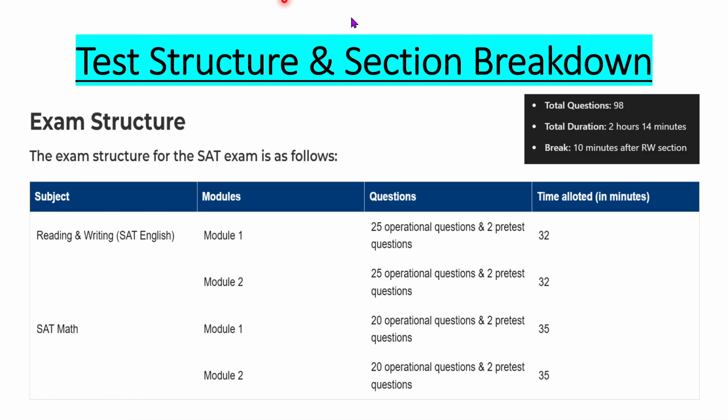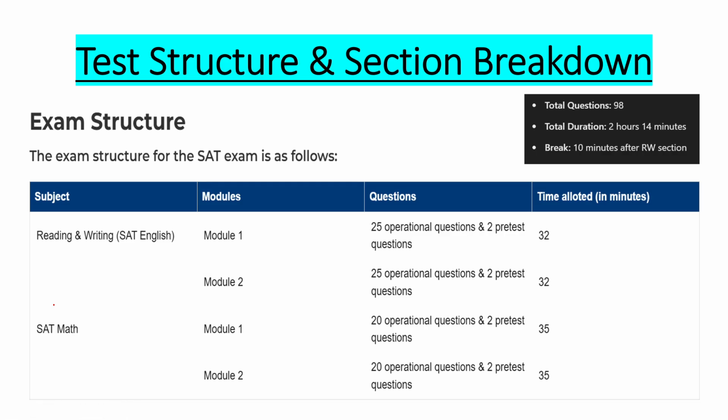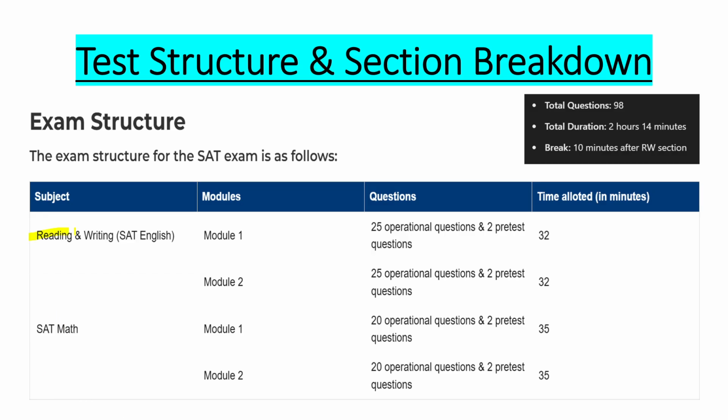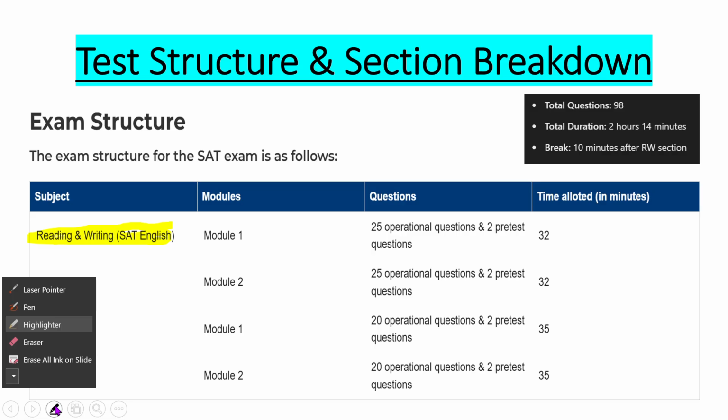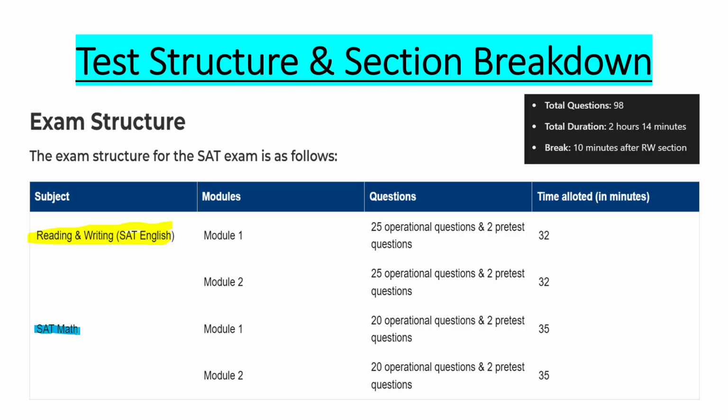Moving on, we have the test structure and section breakdown. Now this is the most important part, my dear friends. The most important part here is basically you are firstly going to get the reading and writing section. So basically you have two sections. One is the reading and writing section, and the other section is your SAT math section.